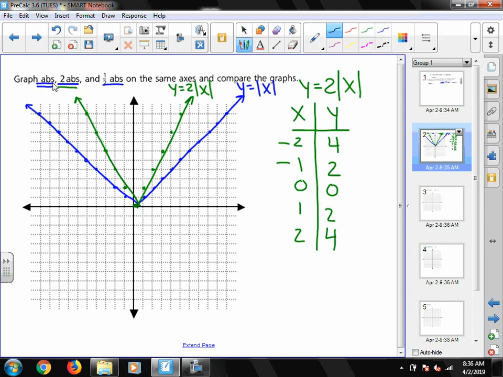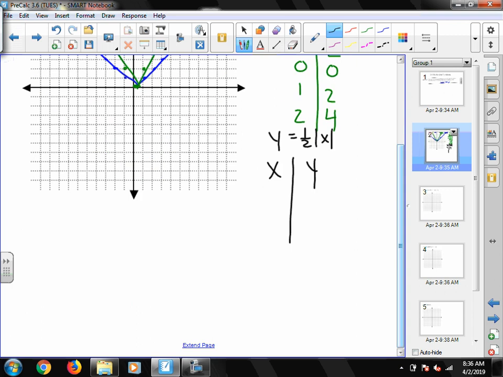And we'll do one more. We'll do y is equal to 1/2 times the absolute value of x. And again, make our XY chart. And I'm going to pick the same numbers. So I'm going to go -2, -1, 0, 1, and 2. Okay, plug in. Again, -2, absolute value of -2 is 2. So I multiply that by half, and I get a +1. When I plug in a -1, I get a +1/2. 0, 0 stays the same. 1/2 and 1 to round it out.